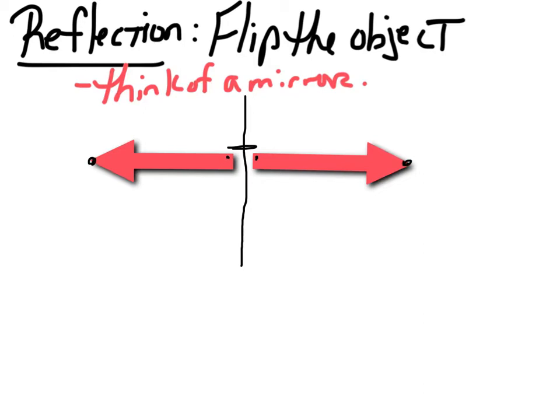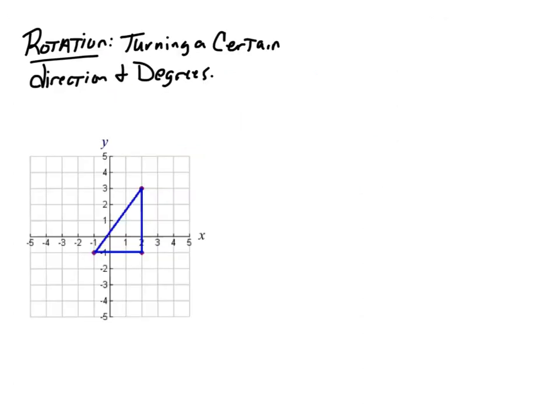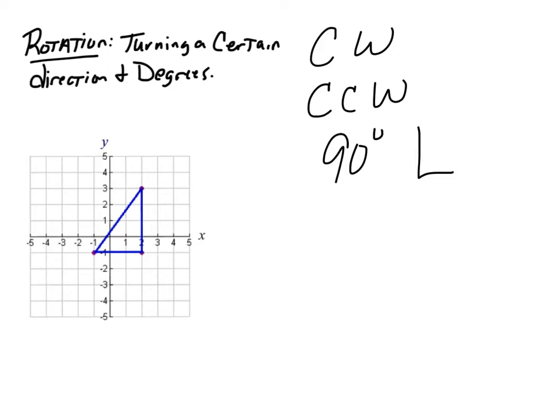So reflection is just simply you're flipping the object over an axis, and we'll talk more about that as we go into this. For the second part, rotation. Rotation is you're turning a certain degree or direction. So you might move it clockwise or counterclockwise. You may move it 90 degrees, which is a right angle. You may move it 180 degrees, which is basically a straight line. So you're taking an image from here and you're moving it across.